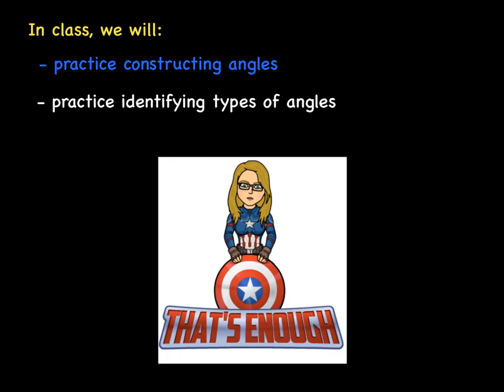So, what will we do in class? We will practice constructing angles. We will also practice identifying types of angles.